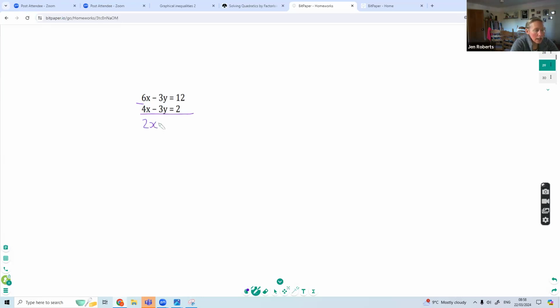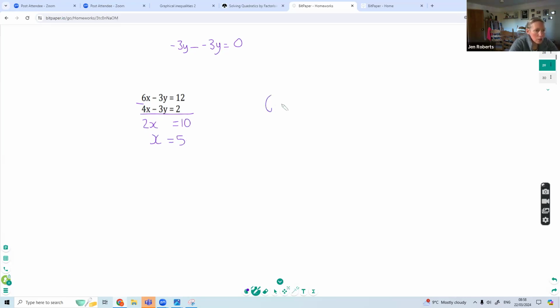Let me just show you why this disappears. Minus 3y take away minus 3y is the same as minus 3y plus 3y, which is 0. So that disappears. 12 take away 2, 10. Divide both sides by 2, x is 5. Got to be careful when you're substituting this back in because they both have minuses in them.